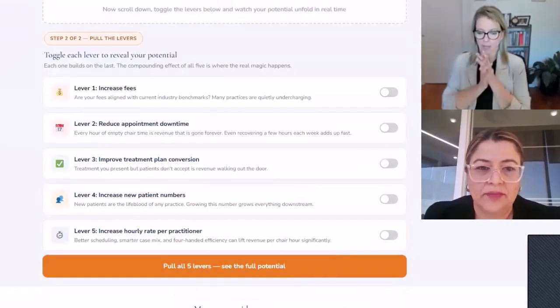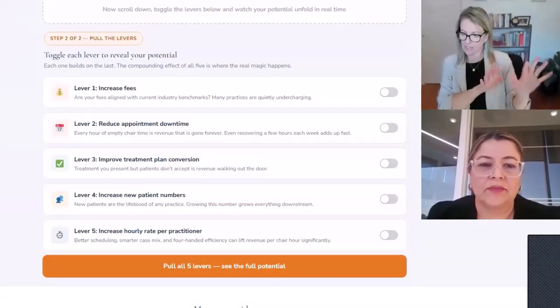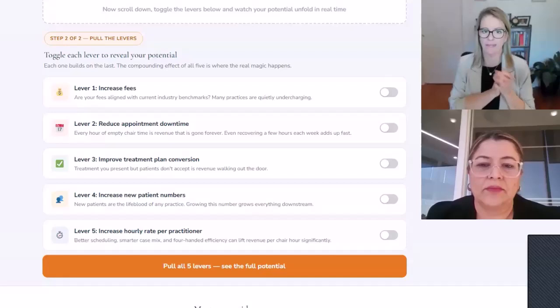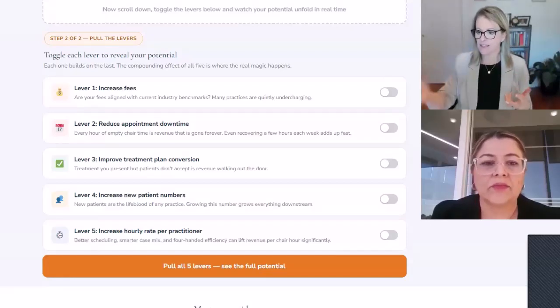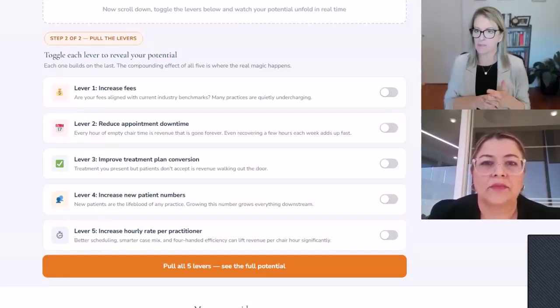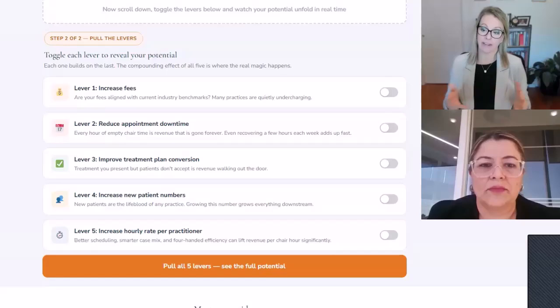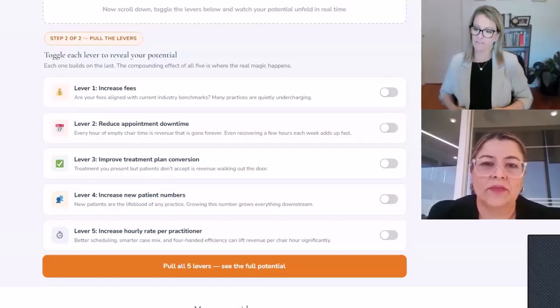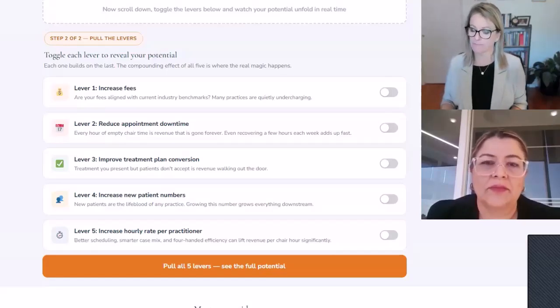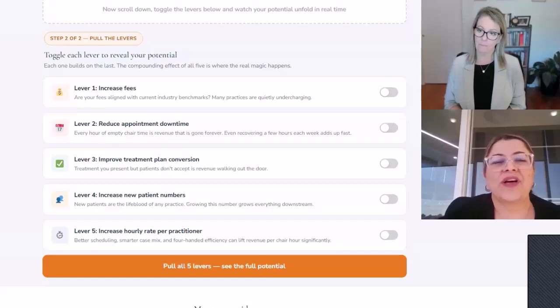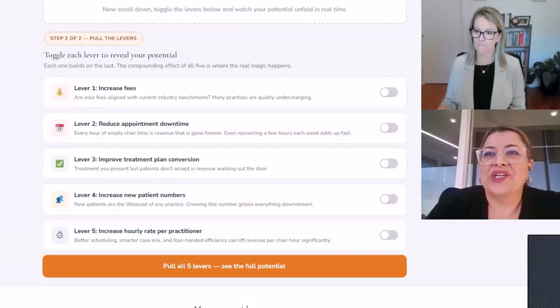So lever number 1, we won't worry about so much the calculator at the moment. Let's talk about these levers at the moment. Increasing of fees. Meenie, what's been our experience when we go in and start consulting programs with clients? Where are their fees generally sitting?